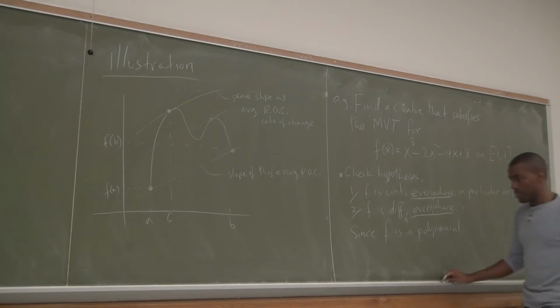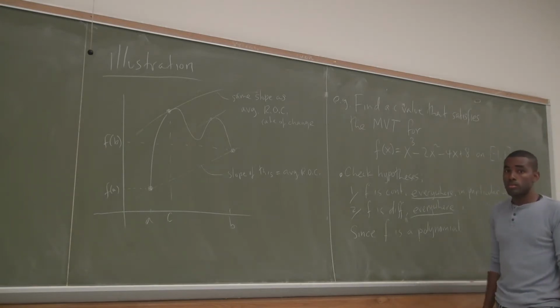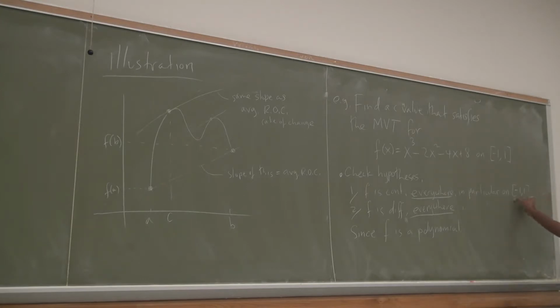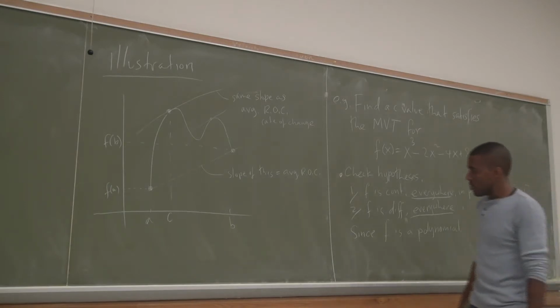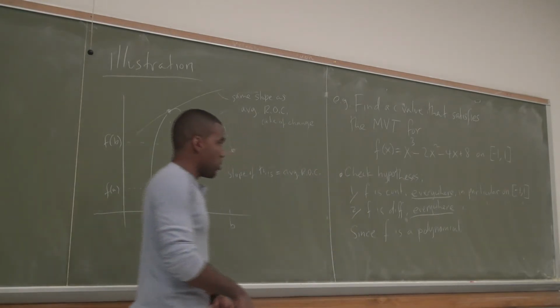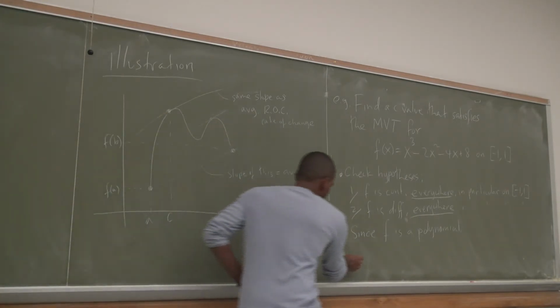Wait, why do you need to know if it's continuous everywhere, like outside of the interval? I don't need to know that. I need to know that it's continuous on this interval. But knowing it's continuous everywhere means it's also continuous on that interval. So now we know the mean value theorem applies.